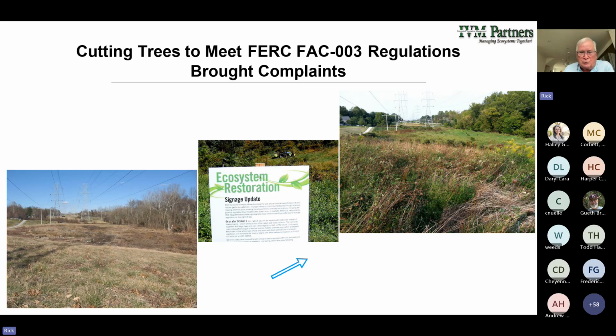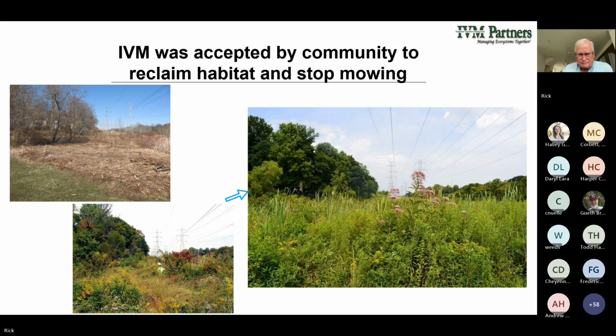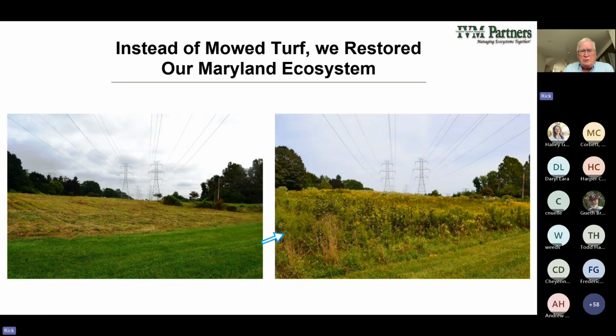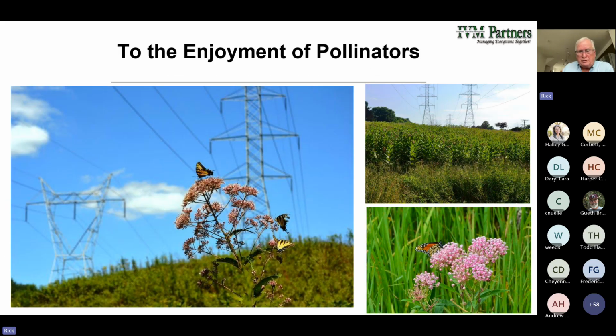And as of October 1st of that particular year, we said we're going to be spraying herbicides and no longer cutting. And on the far right, you see how it ended up. But this is the transition. Here's the wetland. The bottom picture is the guy with the backpack, and then on the right is how it came out. There's a gas pipeline crossing. Again, when it was cut, treated in 2010, then you see the following year, and 5 years later, you see all that habitat. So we took a mowed right-of-way, turned it into a restored ecosystem to the benefit of the pollinators.